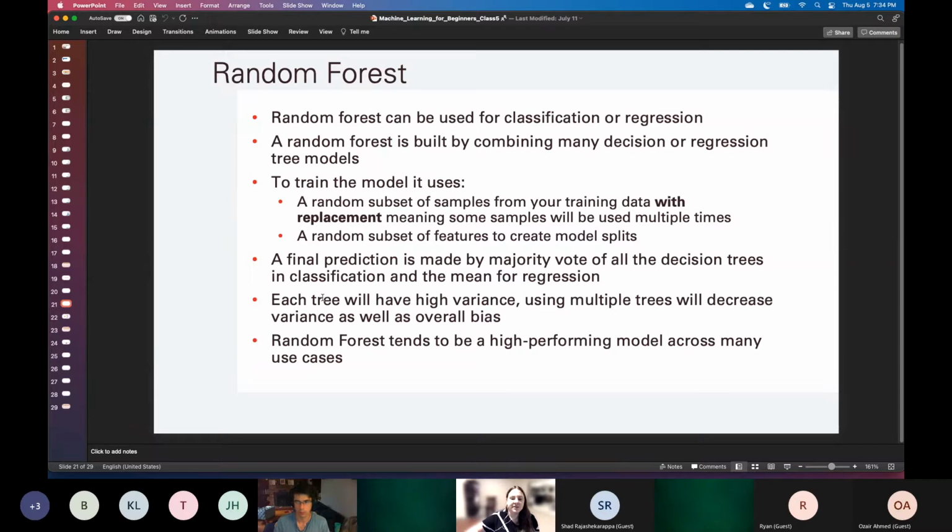So the reason that this works, each tree has high variance. So if they're really short decision trees, like it cuts it off at 3 levels, for instance, this will decrease the variance and the overall bias of the model if you do this many times over. And it tends to be a very high performing model in general, not usually as good as gradient boosted trees, but it's usually pretty far up there.